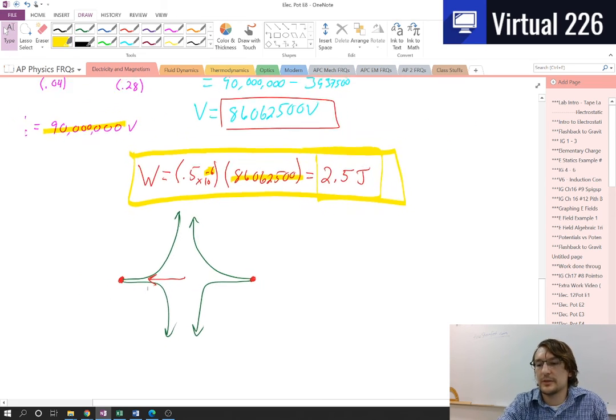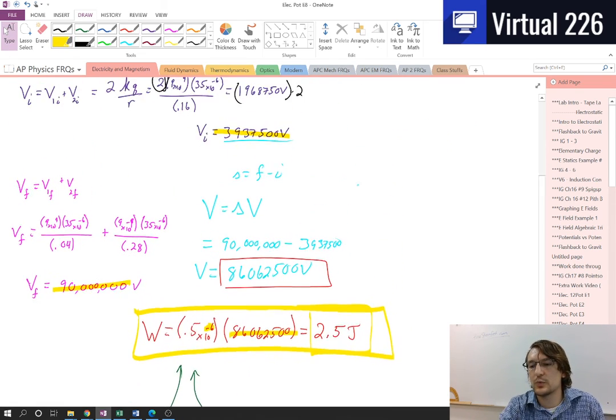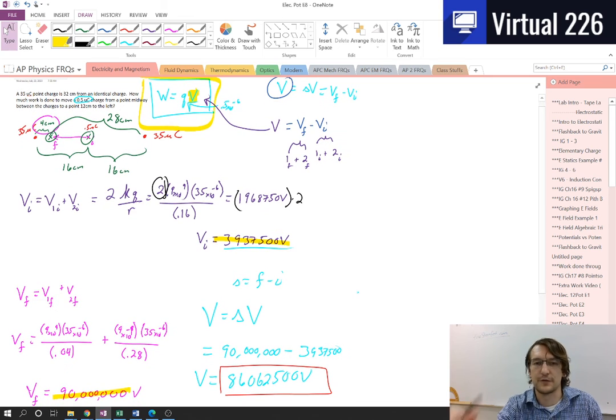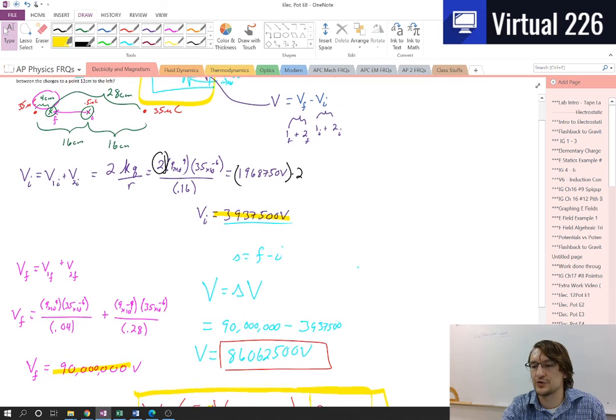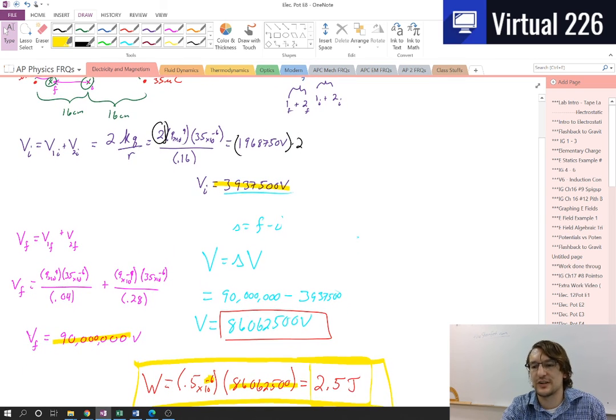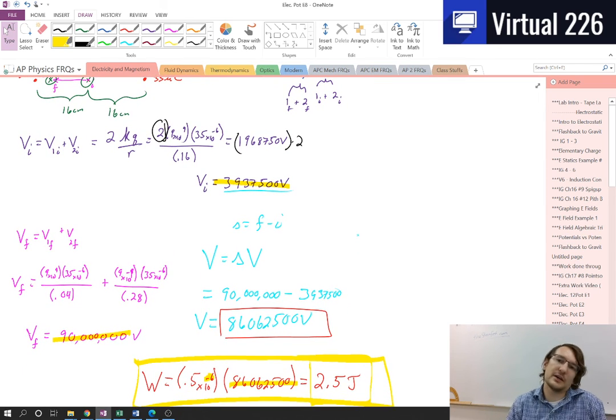It was a larger problem than the last one we did, but only because we weren't using the infinity point as a reference so that the initial voltage was 0. We just had to do that kind of voltage setup twice, but it's very easy to do that because voltages are indeed scalars. So with that, this problem is finished.